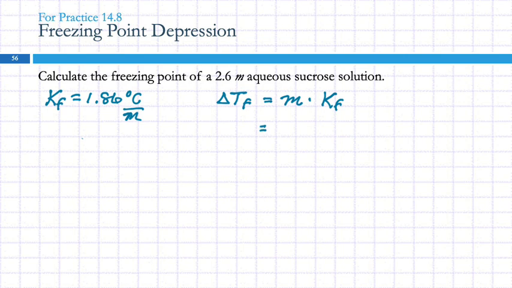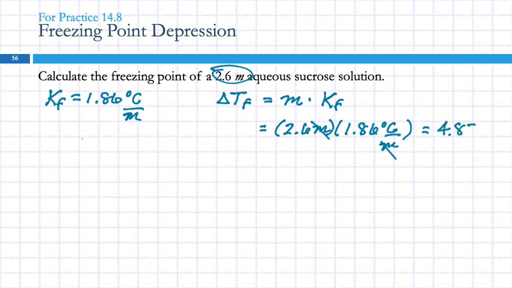Unlike in lots of other examples, they're not making us calculate the molality. I guess they figure they tortured us enough. They're just giving it to us, right? So that's the molality right there. 2.6 molal, multiply it by that constant. The molalities cancel out. 2.6 times 1.86, 4.836 degrees Celsius. Is that the freezing point?